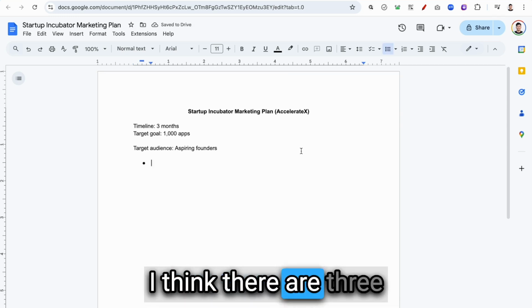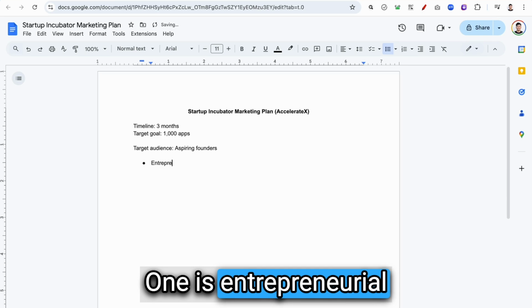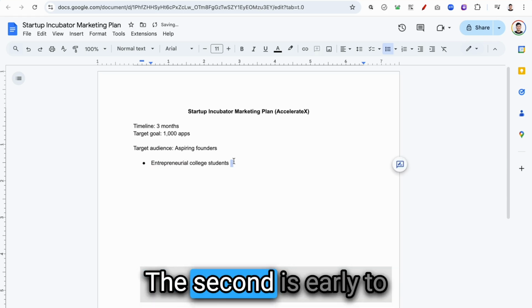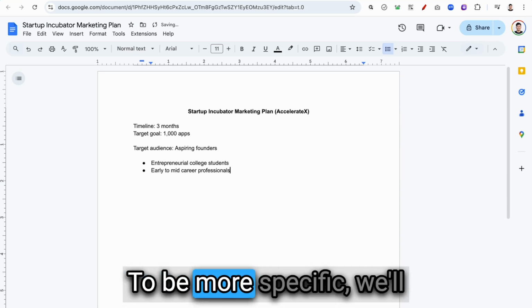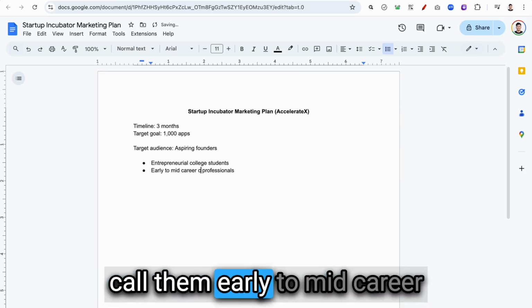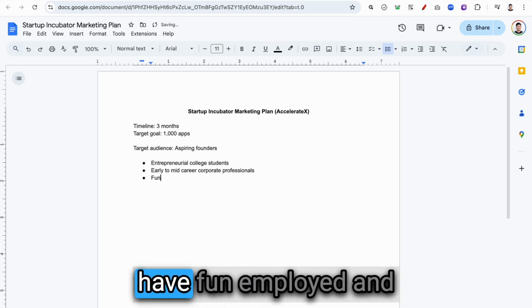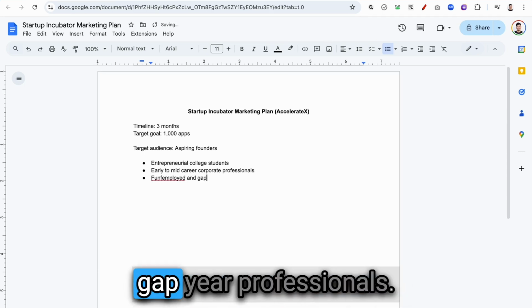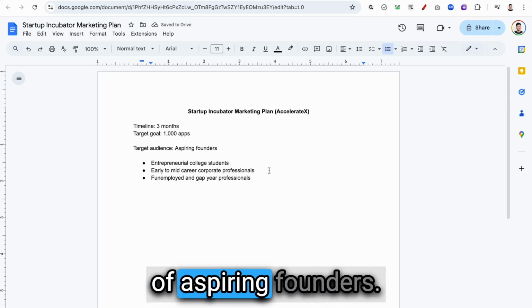I think there are 3 types of aspiring founders. One is entrepreneurial college students. The second is early to mid-career professionals. To be more specific, we'll call them early to mid-career corporate professionals. And then finally, we have unemployed and gap year professionals. These are the 3 buckets of aspiring founders.